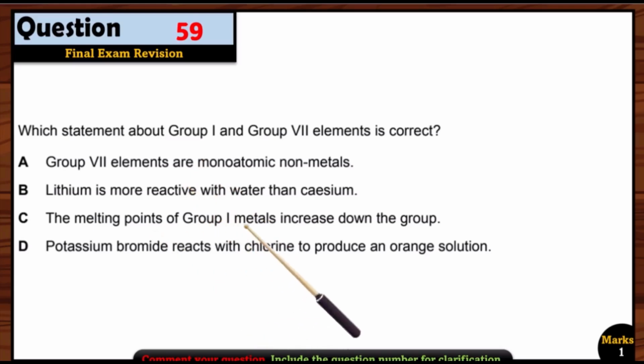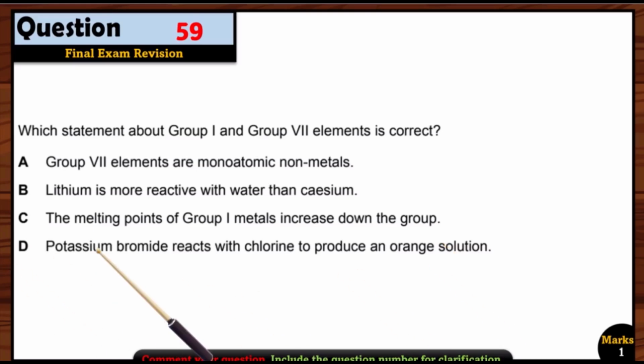Let's see, the melting point of group 1 metals increases down the group. Again wrong, the melting point also decreases down the group, but in group 7, the melting point will increase. Okay, so the melting and boiling points and the reactivity trends are opposite in group 1 and group 7, but the density trends are the same. Density always increases down the group in group 1 and also in group 7.